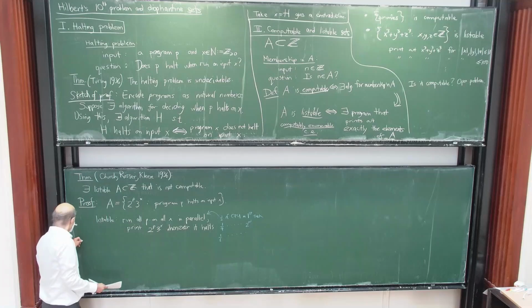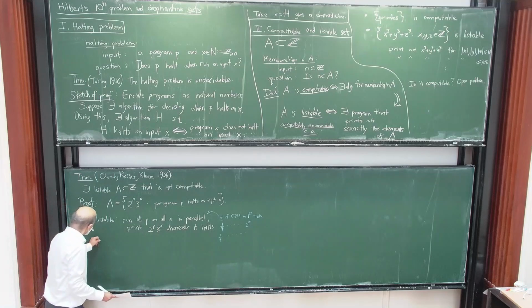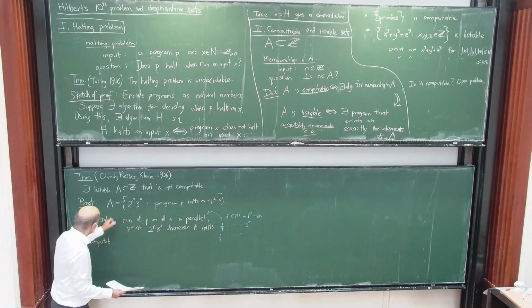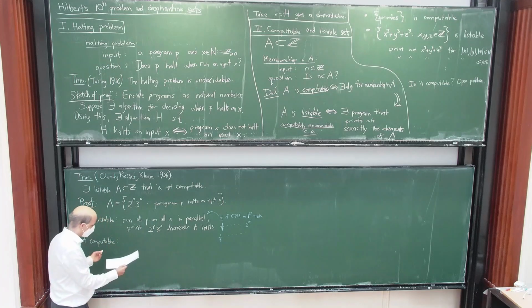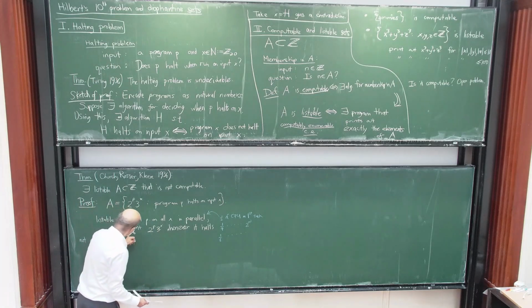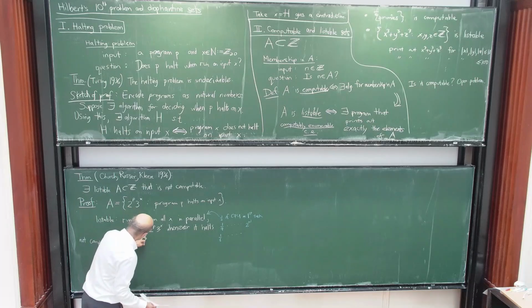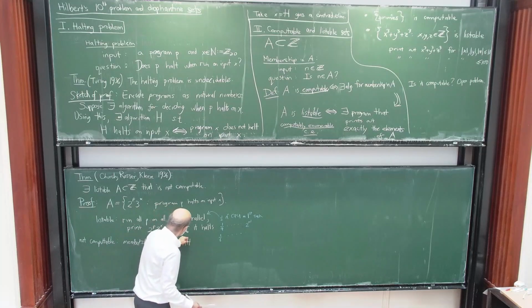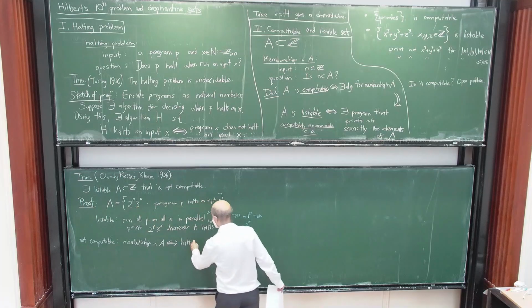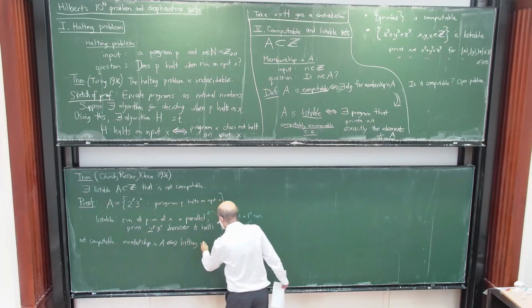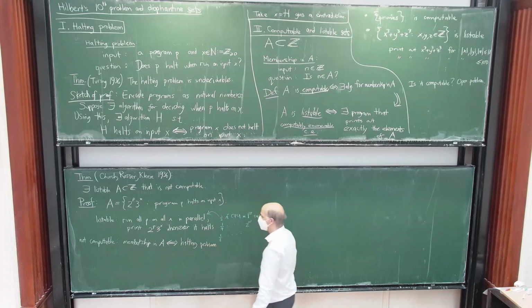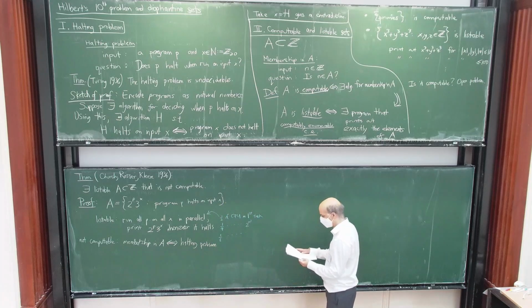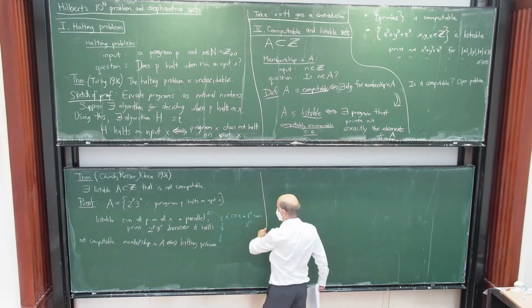On the other hand, it's not computable, because what would it mean if this were a computable set? Well, the task of deciding membership in this set is just the same as the halting problem. If you could decide whether a number is in here, you could solve the halting problem. So that's undecidable. All right, good.